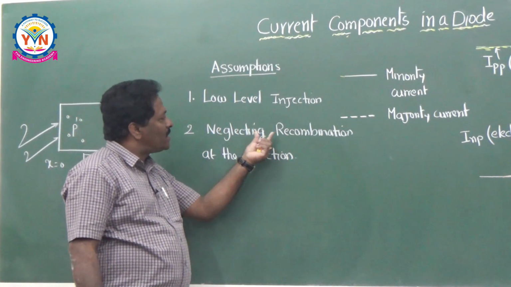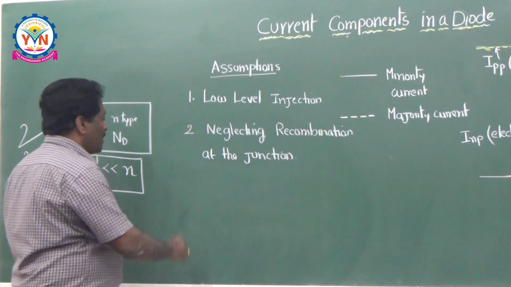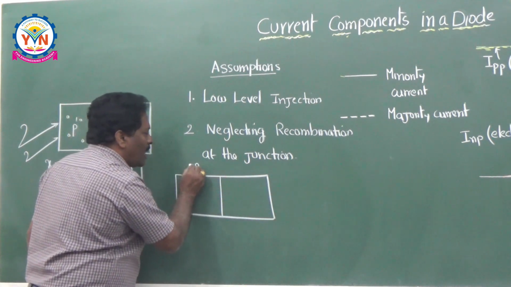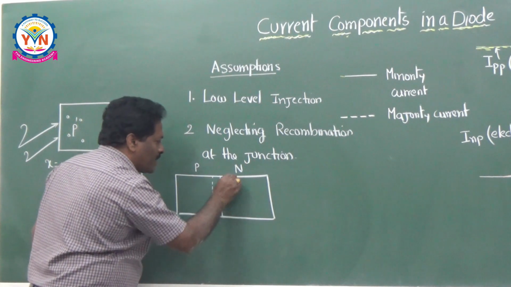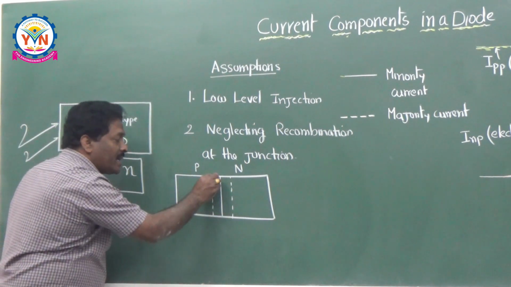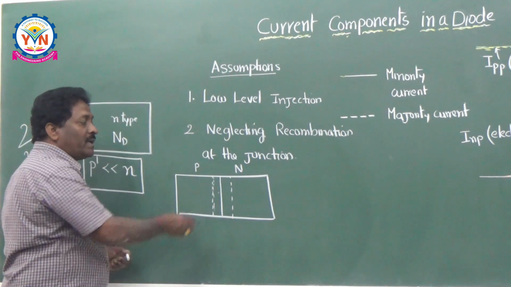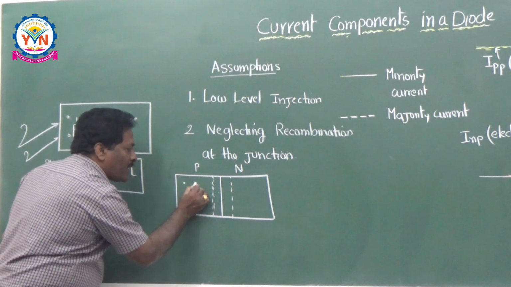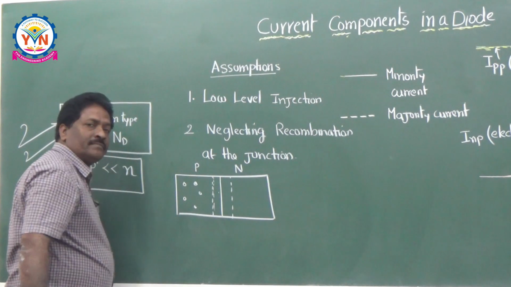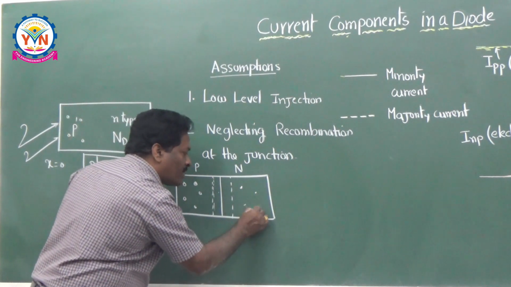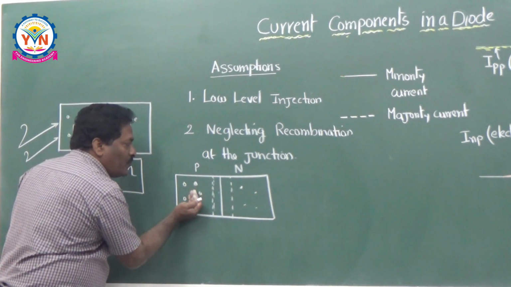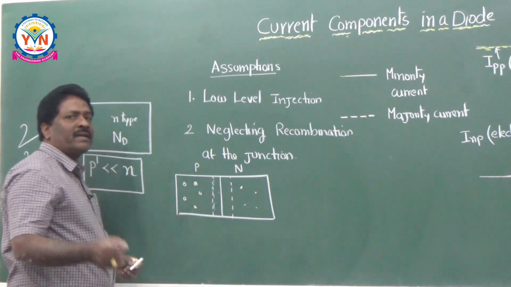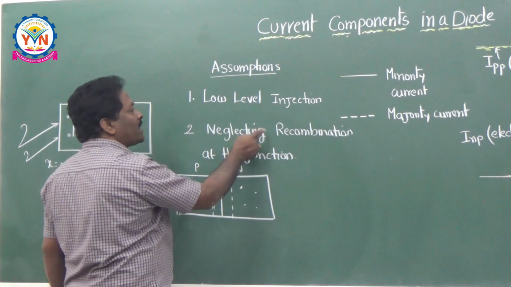And coming to the next assumption, neglecting the recombination at the junction. In the last class, you have taken two semiconductors, P type and N type, and whenever you put them side by side, there is a formation of the junction. And in the junction, there will be a recombination. But in our discussion, we are neglecting this recombination because in the P type the majority carriers are holes, and in the N type the majority carriers are electrons, and holes may diffuse from P to N and electrons from N to P. There is a chance of recombination at the junction also, but it is very minute. So in our assumption, we are neglecting this.